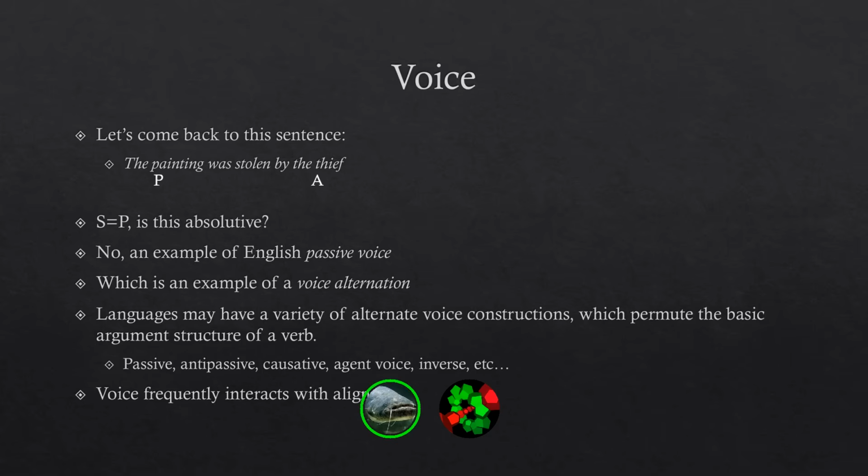Voice is kind of a related concept to alignment, where most languages have voice constructions, which basically allow you to permute your basic argument structure of the verb and move things around. So in the example of English, what an English passive does is, if you think about a basic transitive structure in English as A verb P, a passive deletes the A and promotes the P to this subject position. Here I'm talking about a transitive subject in the kind of English grammatical sense, because it's still not really the patient, right? It's still not really the agent.